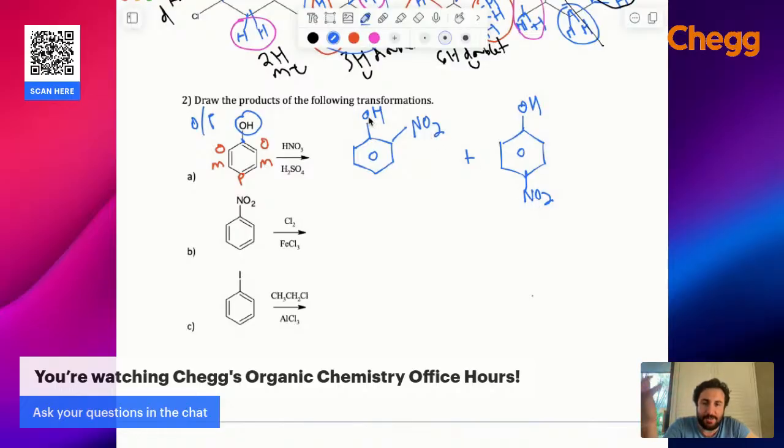Sterics are another factor, but here the hydroxyl does not provide a lot of steric hindrance. If it was a big bulky alkyl fragment, then you would start to see a dramatic shift towards the para product in the distribution, but here it's not. So this is going to be, I don't know, 70-30, something like that. I'm not sure exactly what it is, but it's probably going to be more of the ortho than the para.